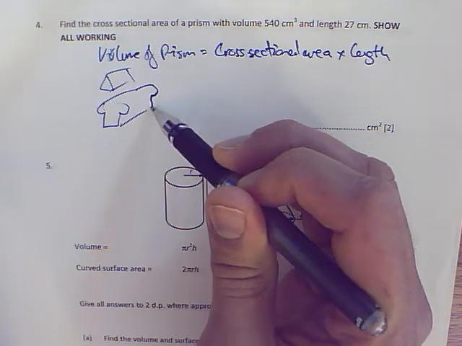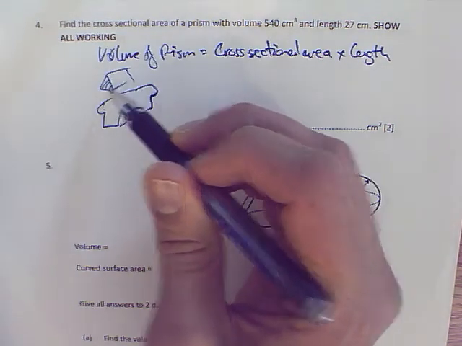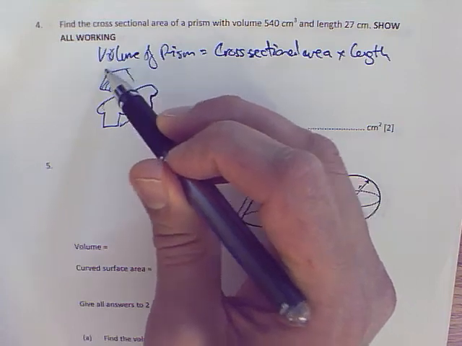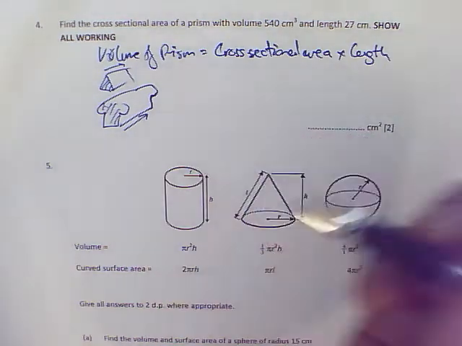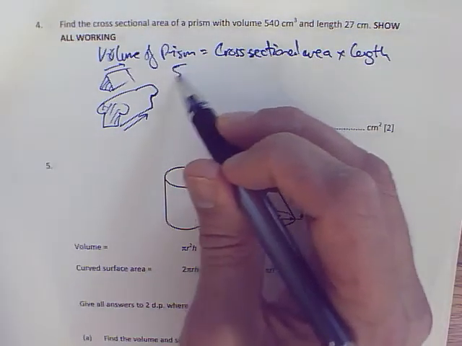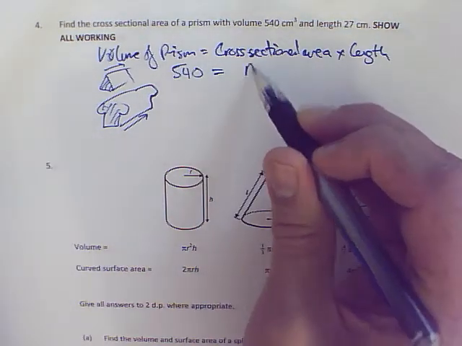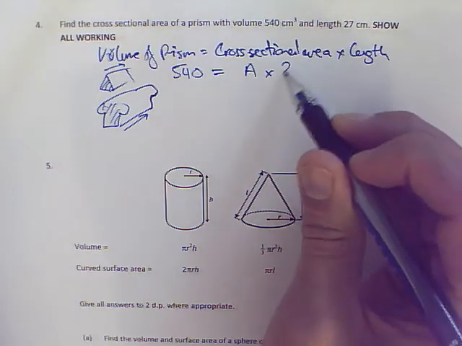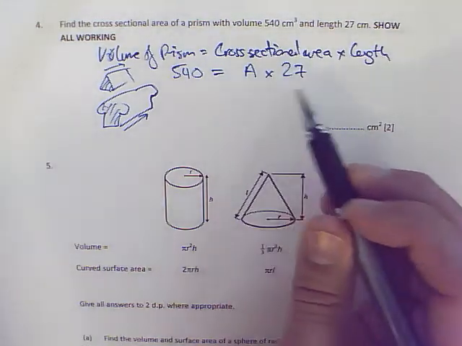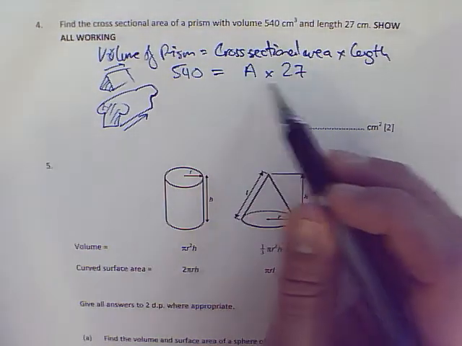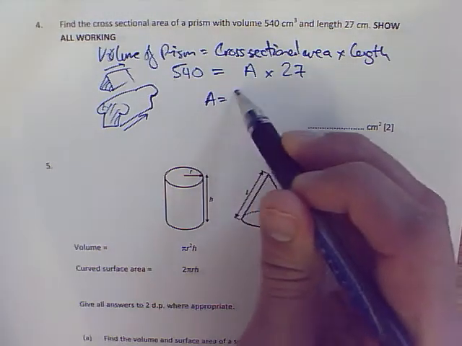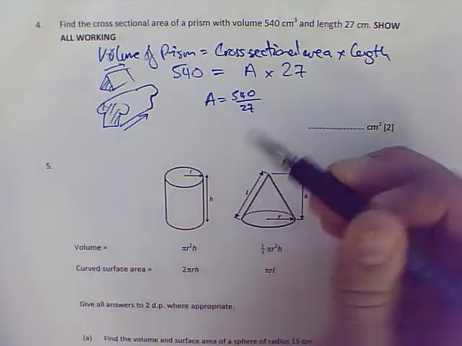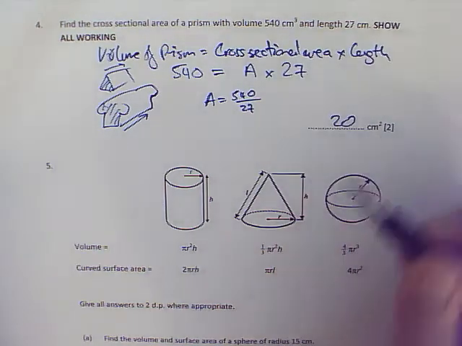Whatever the shape is that has a consistent cross-sectional area, you take that front face, and whatever that area is, you multiply it by the length. Take that front face, multiply it by the length, and that gives you the volume. So here we've got the volume, it's 540, and it's equal to mystery cross-sectional area times the length, 27. Is it fairly obvious from that how we work it out? You just do A equals 540 divided by 27. And I believe the answer to that is 20.